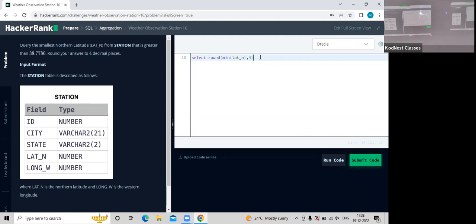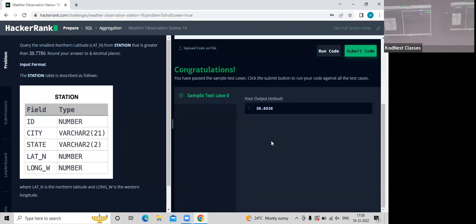Agree? From which table? Then what should I tell? Is there any condition we should give? Where? Lat_N greater than 38.7780. Yes, this is the query, right? Yes or no? Let us just run this. Yes, we got it.